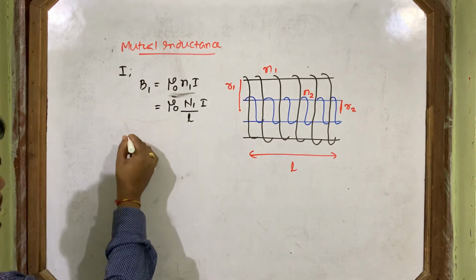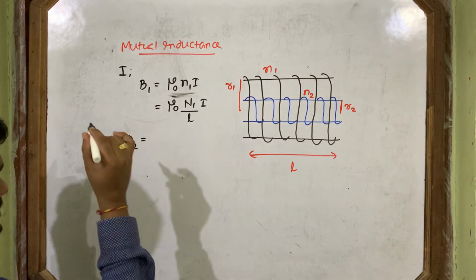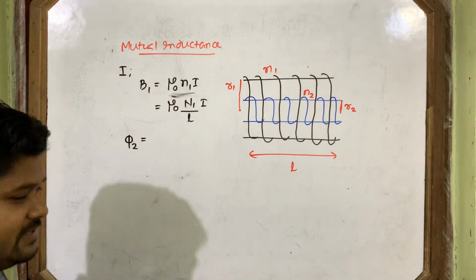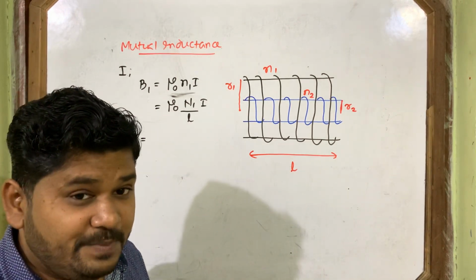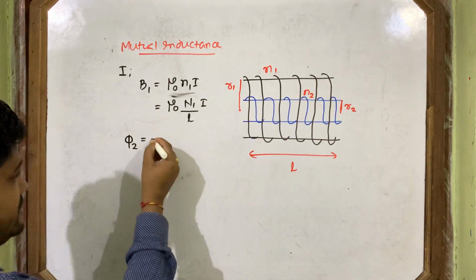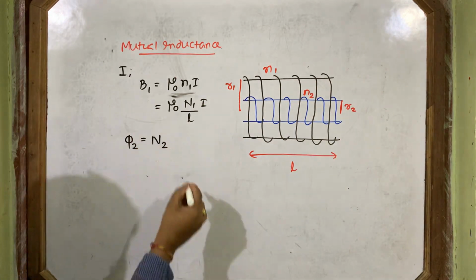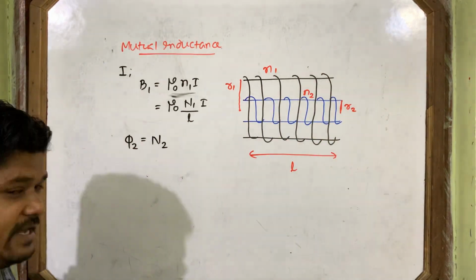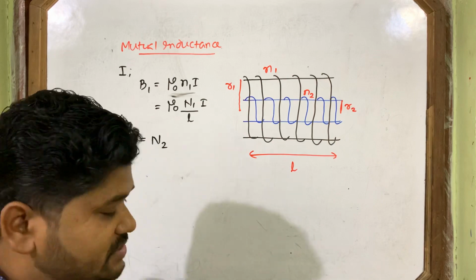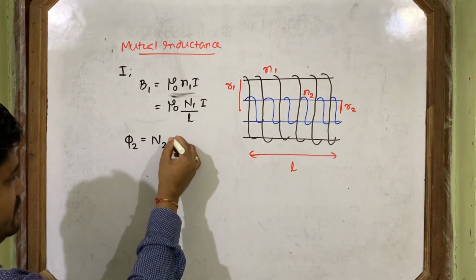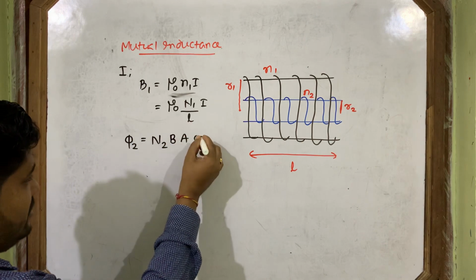Then what is the flux linked with the inner solenoid? Phi 2, the flux linked with the inner solenoid, is BA cos theta. But for multiple turns, we have to consider the total number of turns. Small n is the number of turns per unit length, but capital N is the total number of turns. So this is N2. I am taking N2 number of turns into BA cos theta.